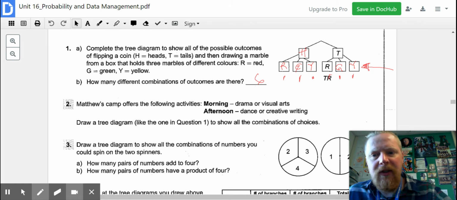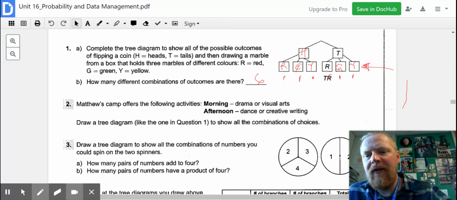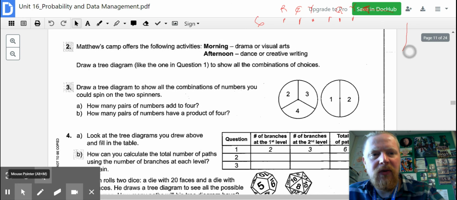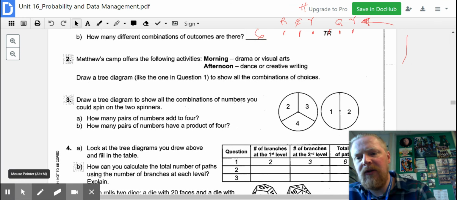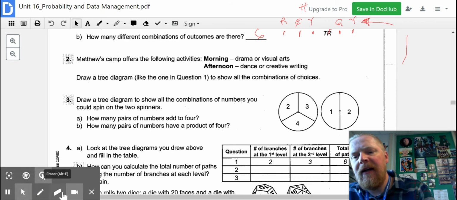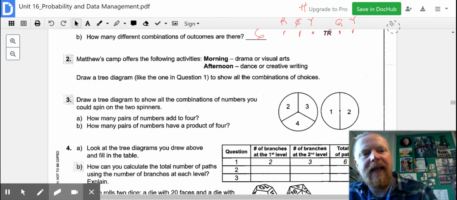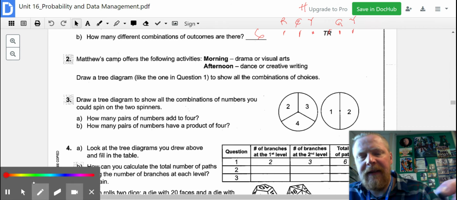Let's take a look at number 2. Matthew's camp offers the following activities. Morning, drama or visual arts. Afternoon, dance or creative writing. It says draw a tree diagram like the one in question 1 to show all of the combination choices. So of course we are going to do that. We're going to draw our tree diagram. Now in this case, they haven't drawn the tree for us. They're asking us to fill that in, and we can do that pretty simply.